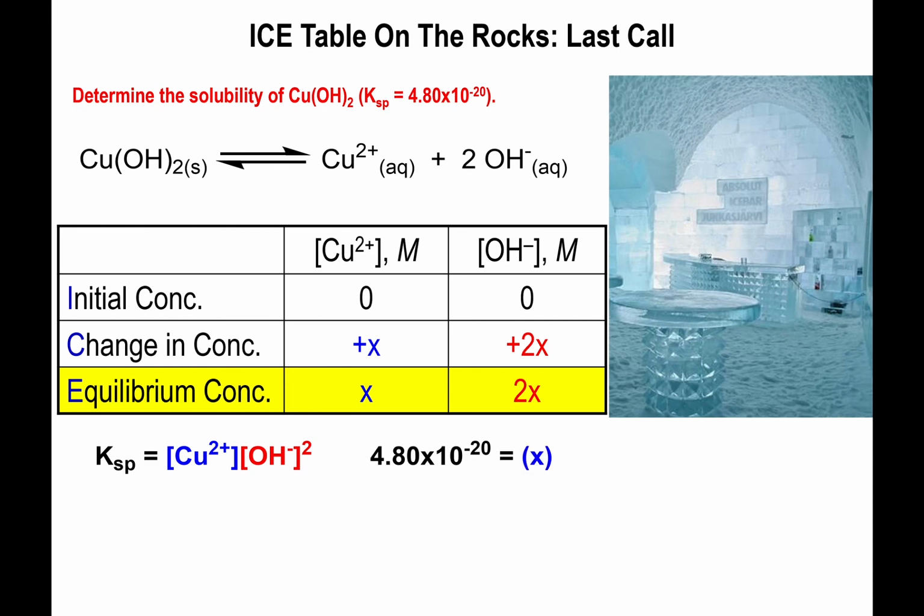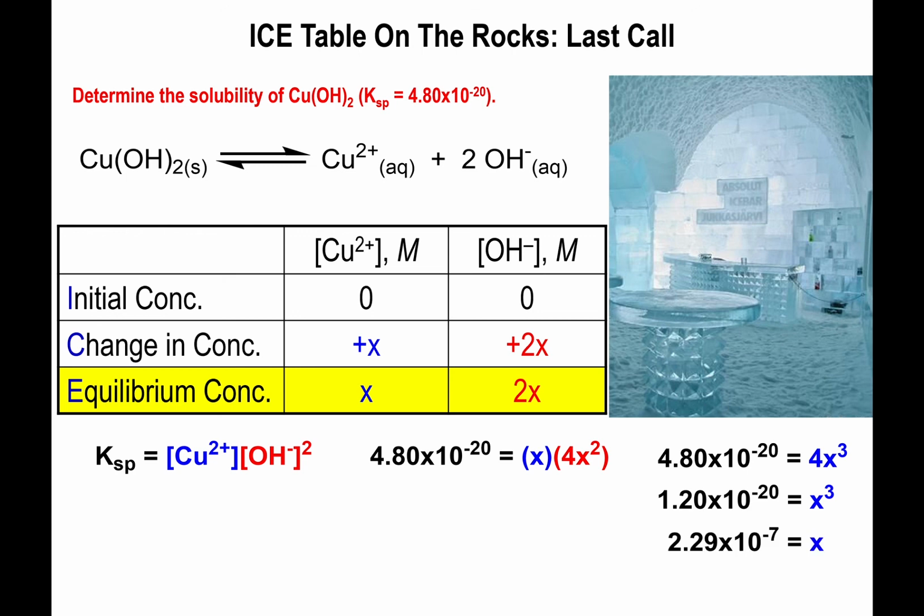So the 4.8 times 10 to the negative 20 will equal x times 2x squared. And 2x squared is the same thing as saying 4x squared. And 4x squared times x is the same thing as saying 4x cubed. So to solve for x, what you will need to do is divide both sides by 4. And once that's done, you're going to have to take the cubic root of both sides. Or conversely, you could raise the number to 1 over 3. But the cubic root, that's the same thing. So in this case, we find out that the equilibrium concentration is 2.29 times 10 to the negative 7 for copper.